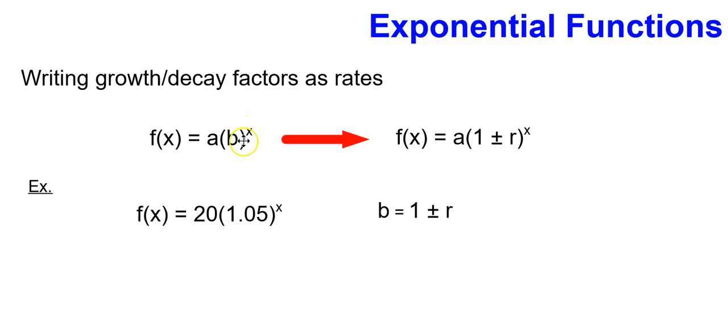Specifically, we're going to look at how do we write decay factors as rates. So looking at our previous formula, we notice we're going to be changing our b into a different form. It would be 1 plus or minus r, where r is our rate.